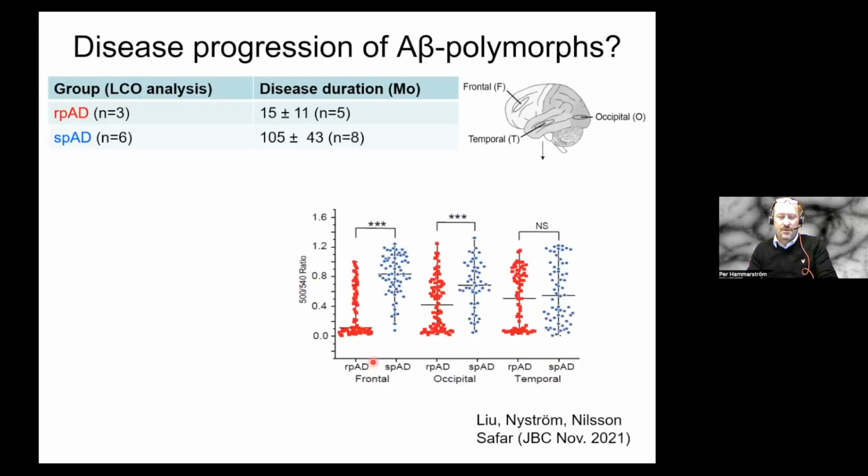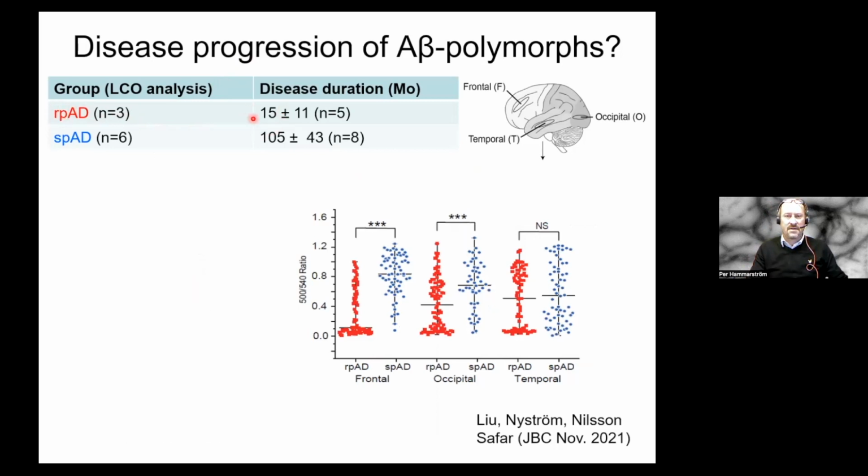Another collaboration, also on human brains, was with Yiri Safar at Case Western in the US. Yiri was very interested in whether this can be looked at from a disease progression point of view using the same method, again staying in different regions of the brain, and looking at sporadic Alzheimer's disease. So no familial cases, but they have very dramatically different disease rates. So this would be rapidly progressing Alzheimer's disease.